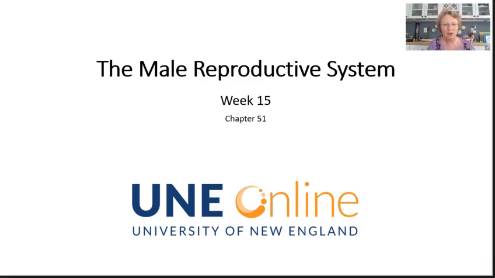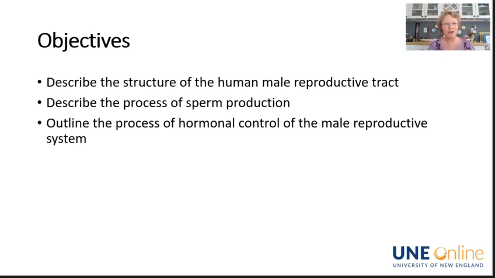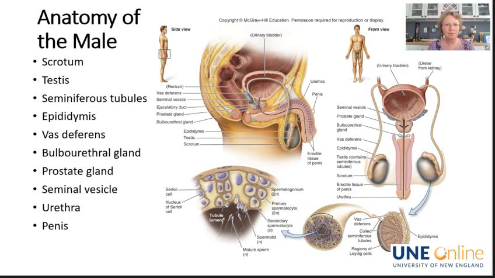In this presentation, we're going to go over the male reproductive system. Our objectives are to describe the structure of the human male reproductive tract, describe the process of sperm production, and outline the process of hormonal control of the male reproductive system.